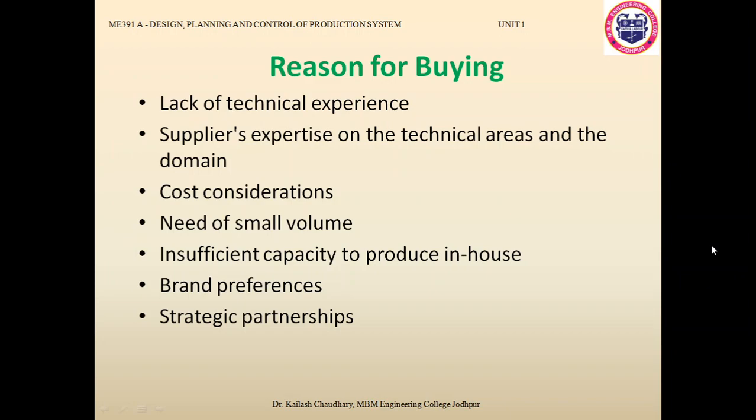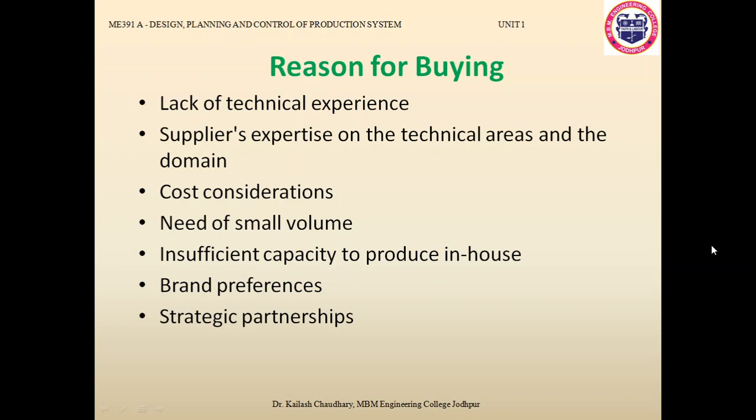So if you have a lack of technical experience, if there are cost considerations, or if you need a small volume of product, then you should not go for making a product; you simply buy from the market. You may have preferences for a brand also. These are a few reasons responsible for deciding on buying a product.